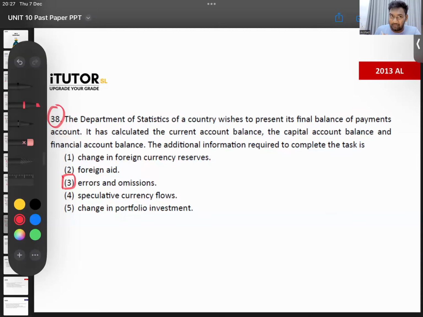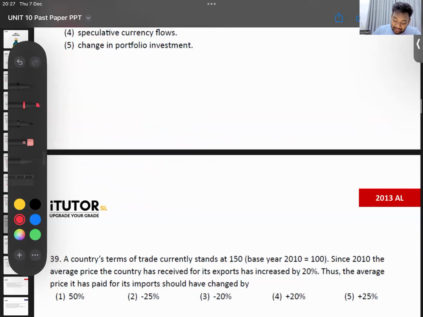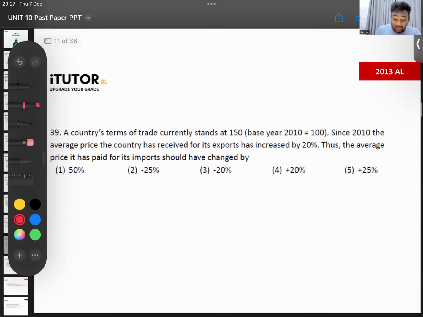Okay, just have that in mind. Then going into 39. This also we would have done in unit number 9. It's a unit number 9 question. But since I have put this in the unit 10 PDF, we will do it.